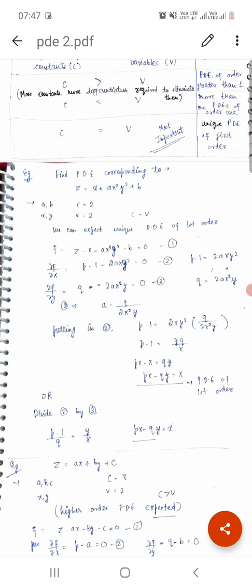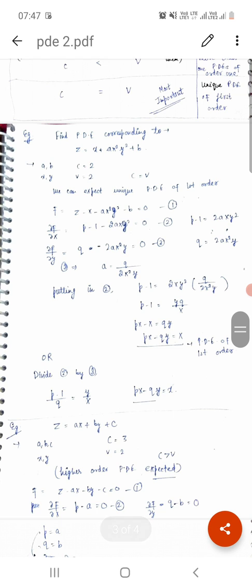So the number of constants and the number of independent variables are equal, which is 2. So f equal to 0 is the first equation, del f by del x equals 0 is the second equation, and del f by del y equals 0. When we eliminate a and b using these three equations, what we get is px minus qy equals x. If you can see, the order of this equation is 1, and this is the unique partial differential equation corresponding to the initial relation, because the number of constants and number of variables were equal.